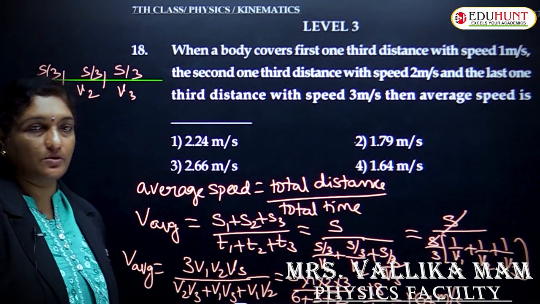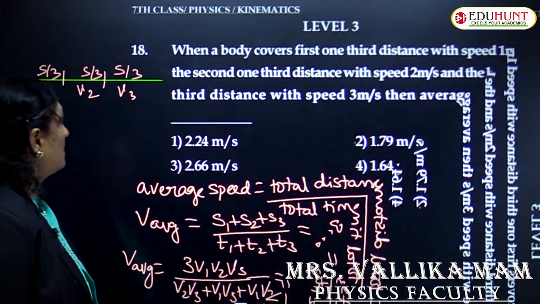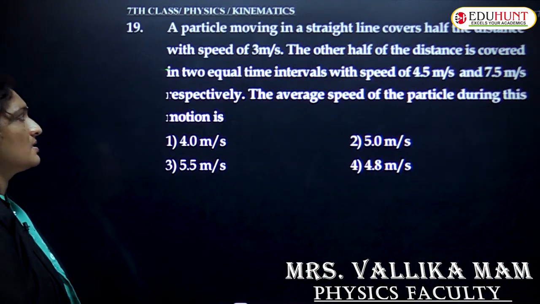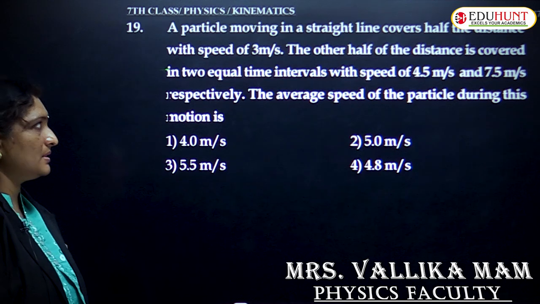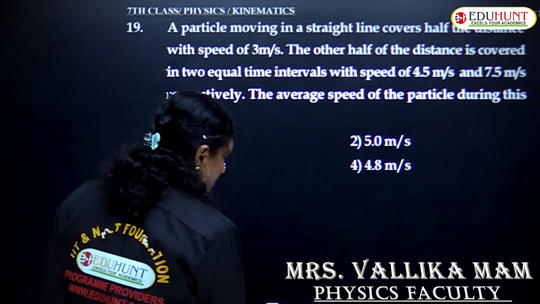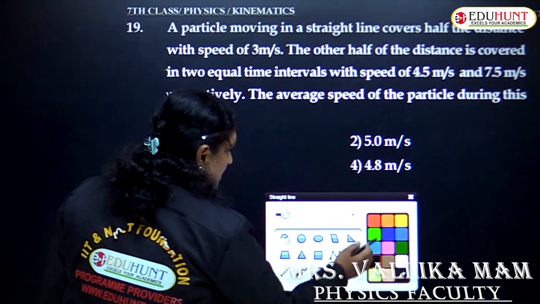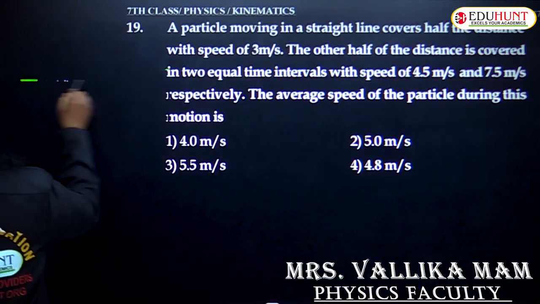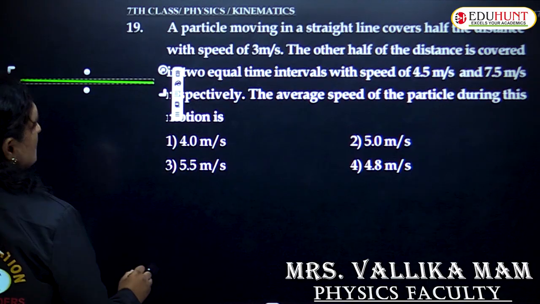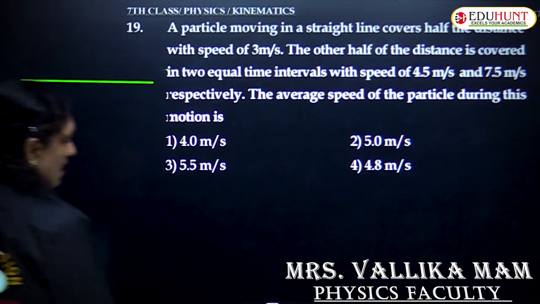Let us move with the next question, children. A particle moving in a straight line covers half the distance with speed of 3 meters per second. So, how is the particle supposed to be moving, children? The particle is moving in a straight line, something like this. So, this particle while moving in a straight line covers half the distance.